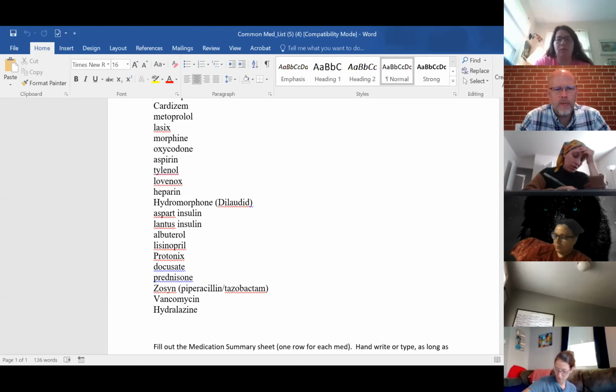Lovenox can be given prophylactically to prevent DVTs. You can also give higher doses, like 80 and 120, for patients who have PEs or active DVTs. Patients can inject themselves at home. It is rather expensive because it's still a name brand. It's not generic yet. We like it because it can be given every 24 hours as opposed to every 8. Heparin's going to be every 8 hours, so your patient's going to get 3 injections versus 1.